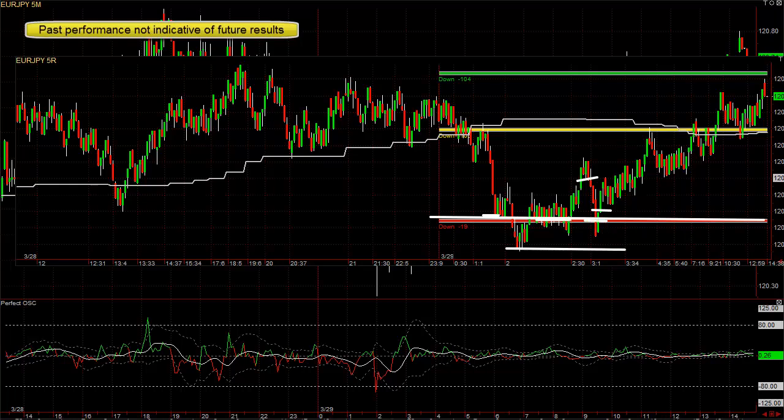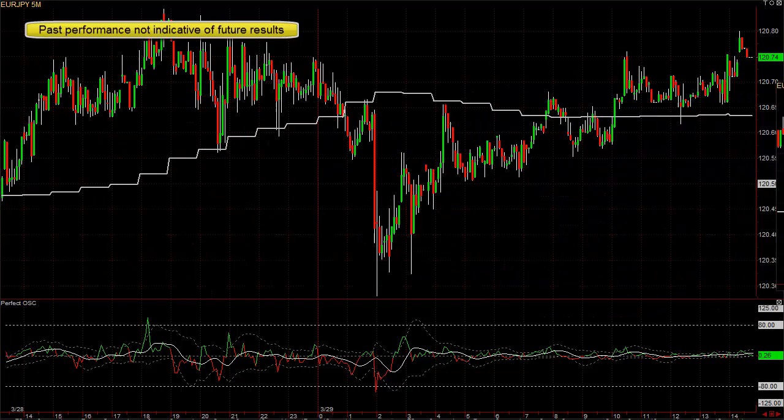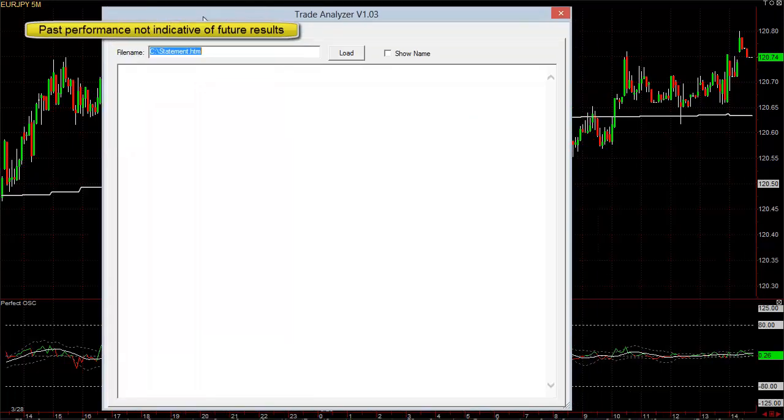So not every trade is going to be a home run. You're going to have some 5 to 15 pip wins. But keep in mind, if you get just 10 pips per day, every day, you will, in the course of 2 months, double your account.